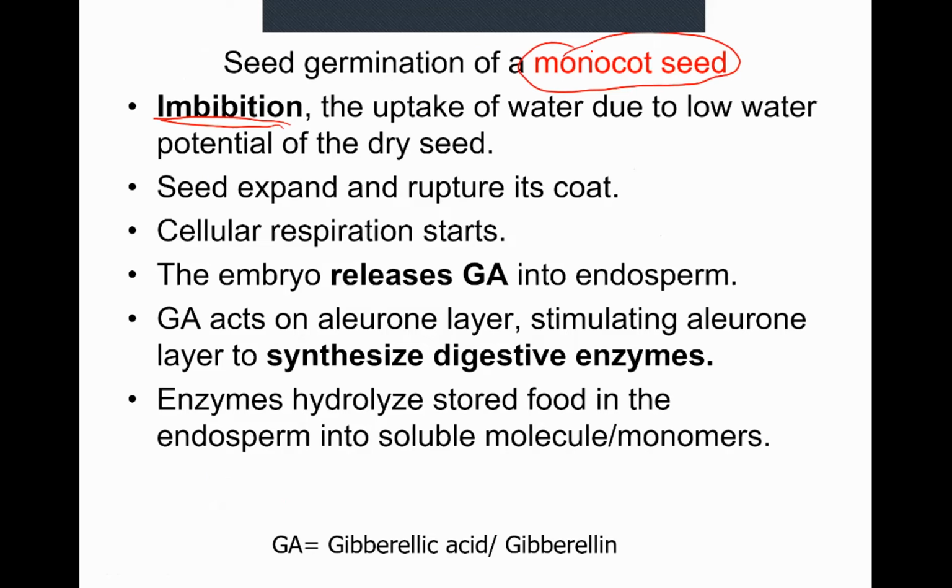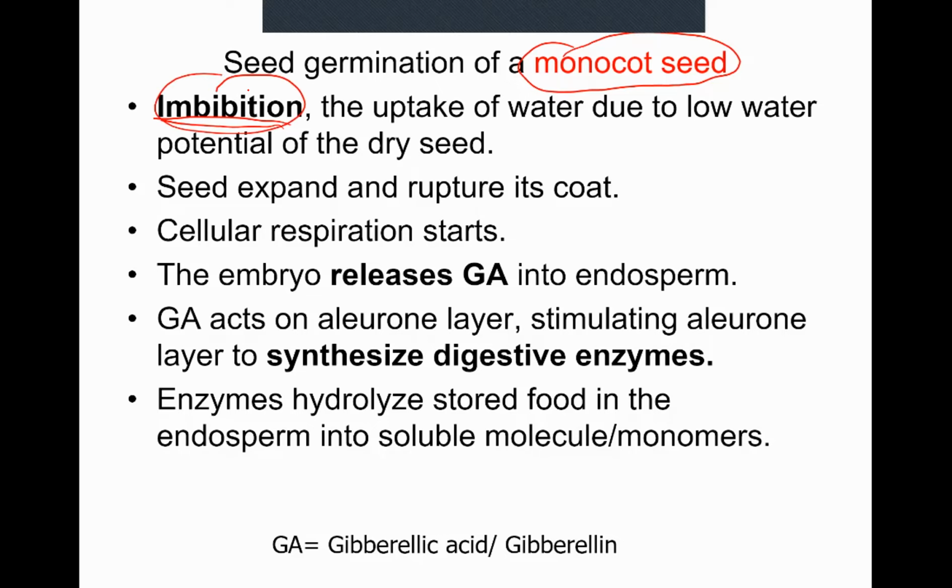Remember what happened to the seed at the late maturation? Dia dehydrate, kehilangan air, kan? So untuk dia germinate, macam contoh kita nak tanam toge. Kita buat apa dengan kacang hijau tu? Kita rendam dalam air kan? Kenapa kita rendam dalam air? Right? So rendam dalam air is to induce the process of imbibition.